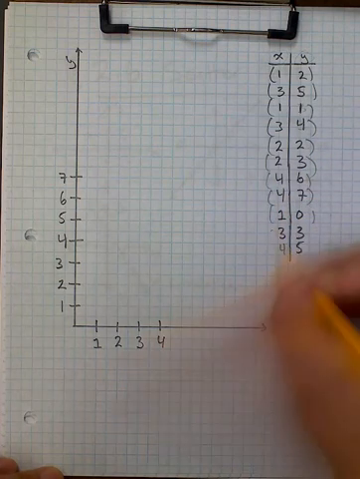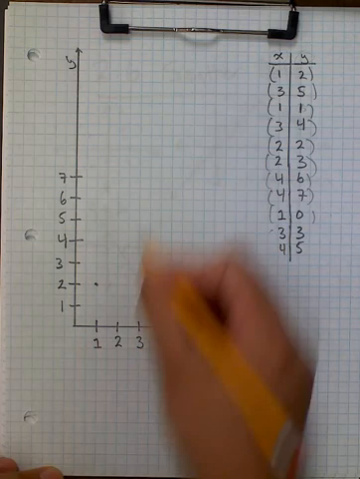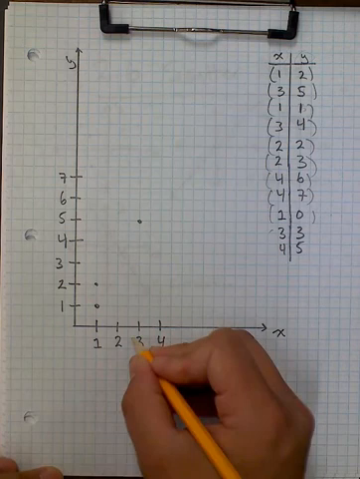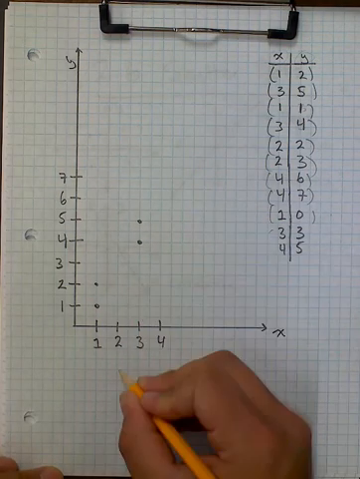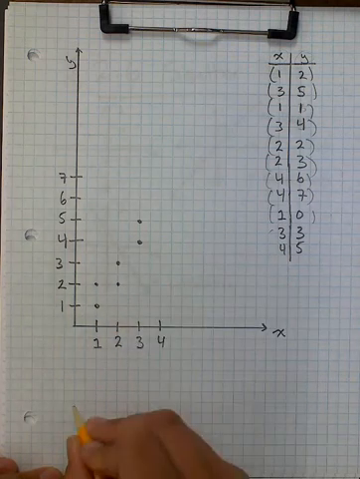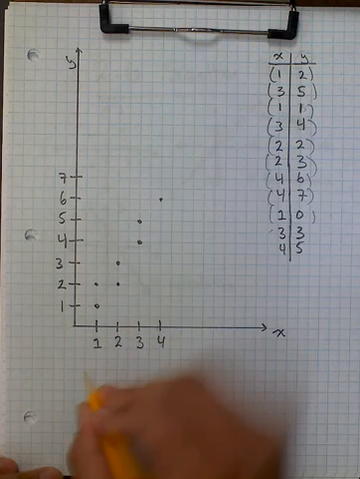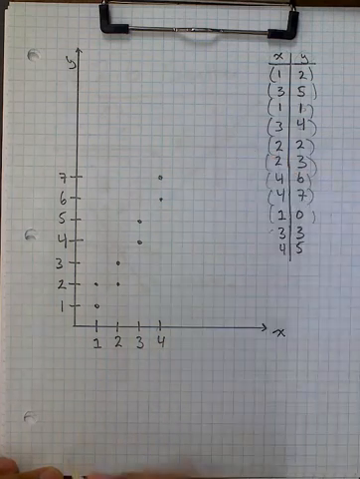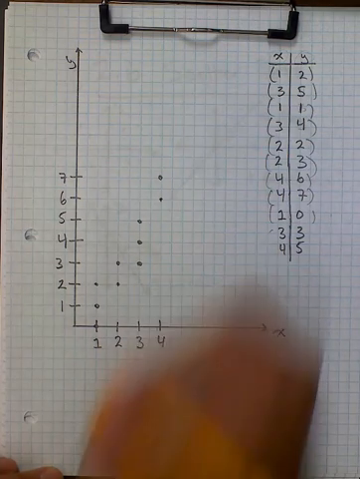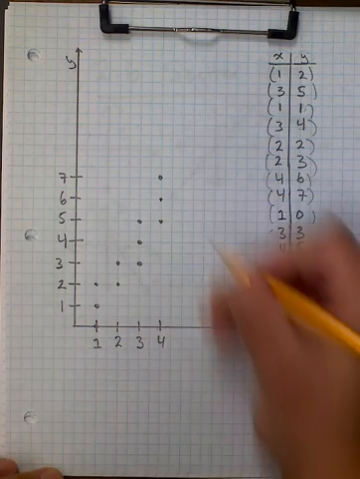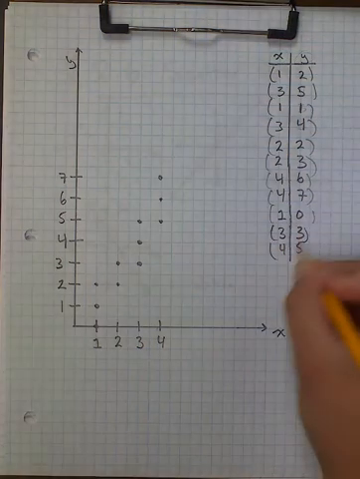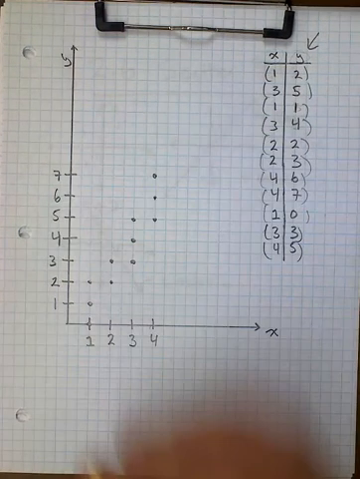1, 2, 3, 5, 1, 1, 3, 4, 2, 2, 2, 3, 4, 6, 4, 7, 1, 0, 3, 3, 4, 5. Okay, there is a scatter plot. I had a bunch of data points, and I plotted them on a coordinate plane.